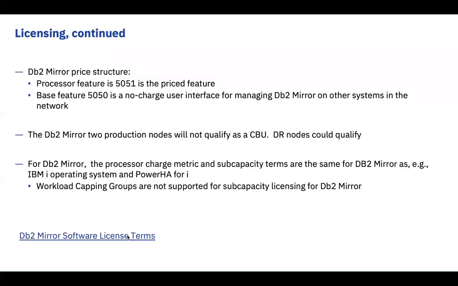So we're full processor charge metric today, so subcapacity licensing and options aren't there. Workload capping is going to be supported as a functional thing to isolate Db2 Mirror into its own group of processors, memory pools, subsystems, those types of things, if you want to manage your environment in that fashion, but there's no subcapacity licensing associated with that workload group. And the link will be here on the T's and C's and the gory detail on licensing terms.